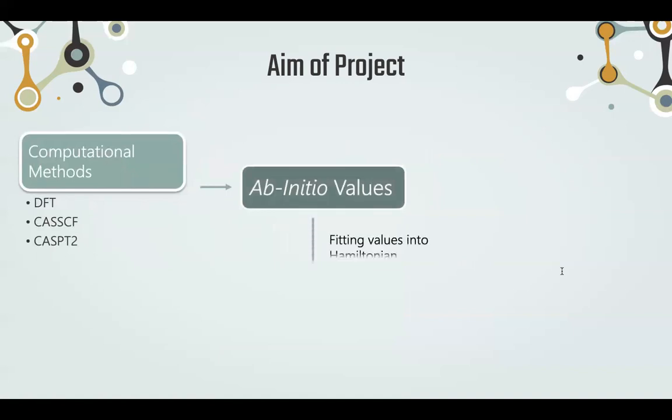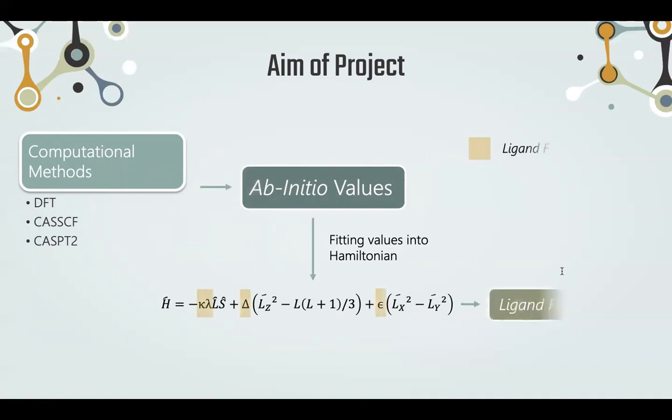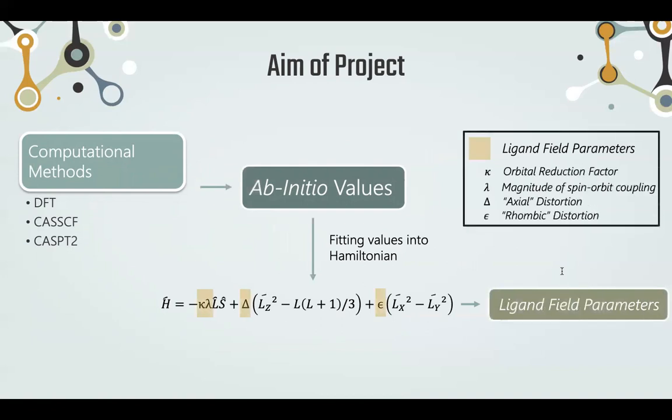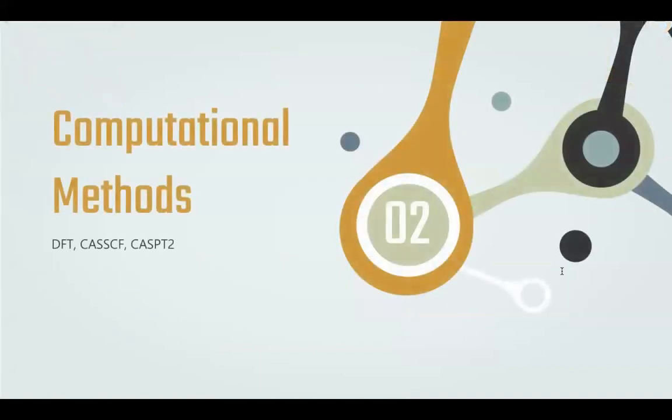We then construct the model Hamiltonian according to this equation, and diagonalization of the Hamiltonian provides us with 9 values in terms of 4 ligand field parameters. Fitting the ab initio values into the diagonalized Hamiltonian, we can obtain the ligand field parameters, lambda, delta, epsilon, and kappa. Now, we will talk about the computational methods used in this project.